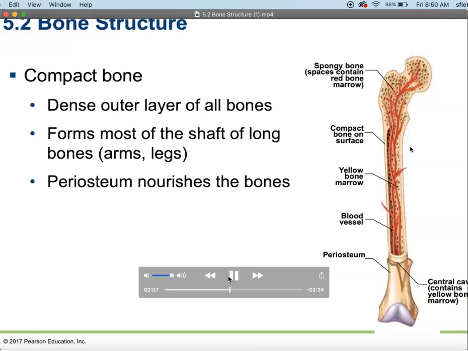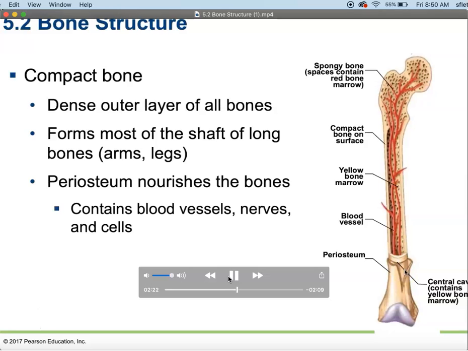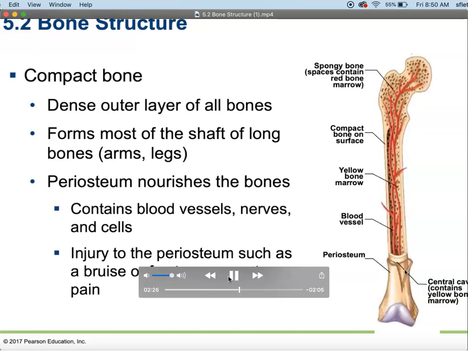It's going to be covered by the periosteum, which is going to nourish the bones. So what we're going to find is this periosteum, a dense fibrous-like tissue on the outside that's going to be used for bone nourishment. It's going to contain blood vessels, nerves, and cells that are involved in bone growth and repair. Injury to the periosteum, such as a bruise or a fracture, is going to generate a great deal of pain.